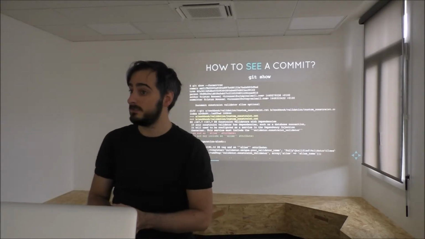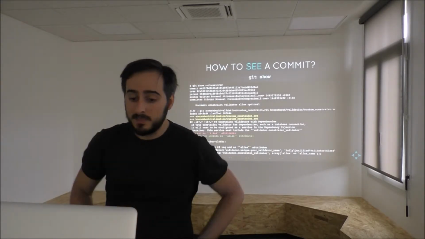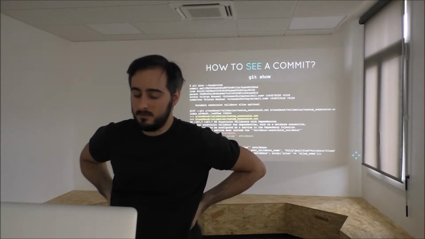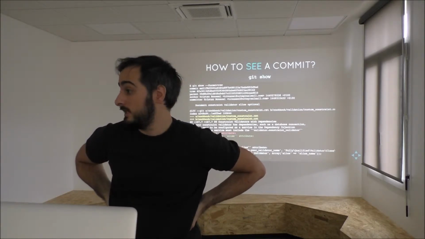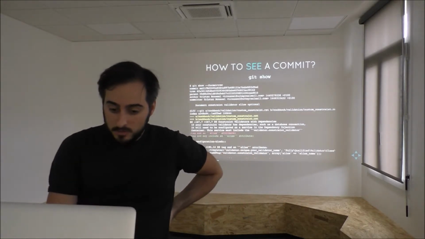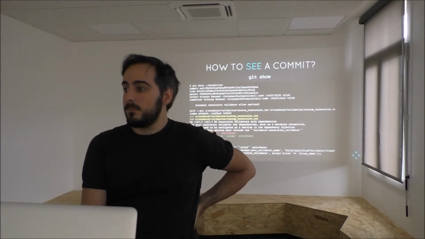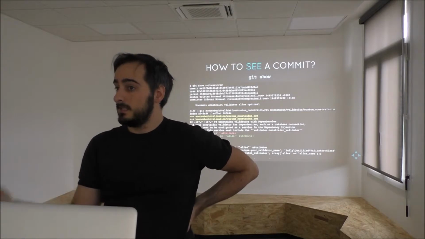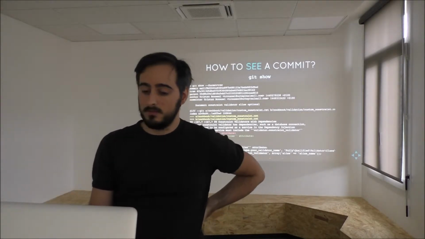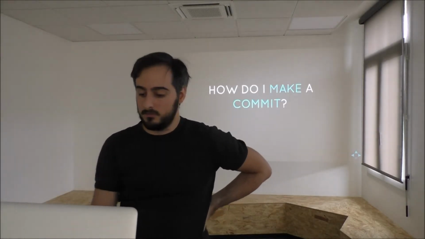How to see a commit? With the command line, with Git, you have a command which is named git show, which can show you the inside of a commit and show you exactly the difference between this commit and the previous one. Okay, so it's very fun to use.